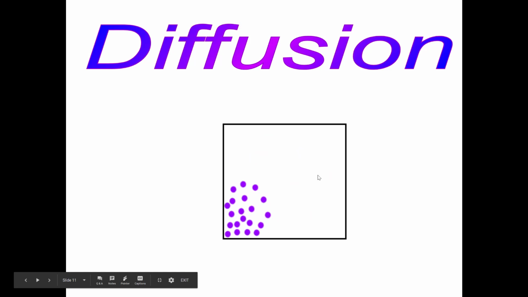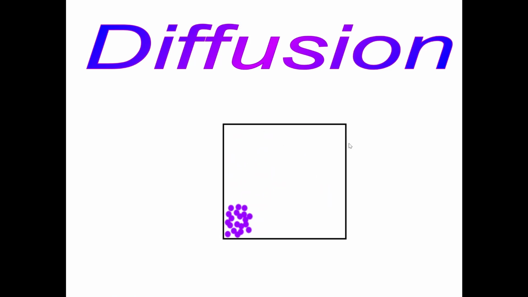So with diffusion, if you notice, all the molecules are starting off in an area of high concentration, then are slowly spreading out throughout this square. We're going from an area of high to low. So these molecules are now evenly spread out throughout the cell.